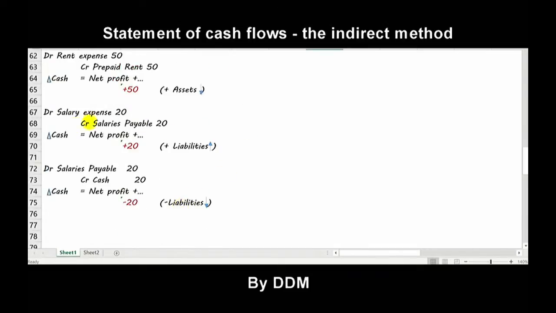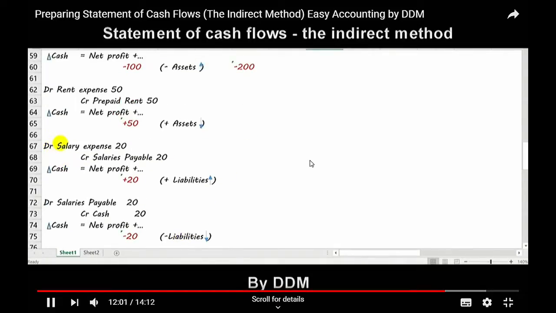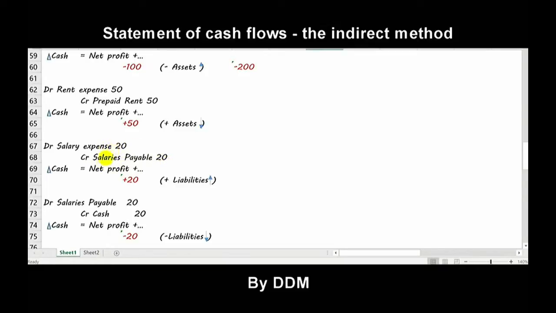Now, let's look at liabilities. Let's just say you hired someone to do some job for you, and you need to pay him $20, but you haven't paid him yet. That transaction can be recorded as debit salaries expense $20 and credit salaries payable $20. These transactions reduce net profit by $20 because of the increase in expense. However, this transaction has no impact on cash. When this side reduced by 20, this side remained unchanged. To make both sides equal, we need to add $20 at the net profit side. This $20 is the increase in liabilities. That is salaries payable in this case.